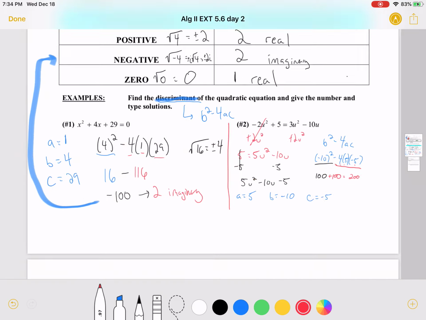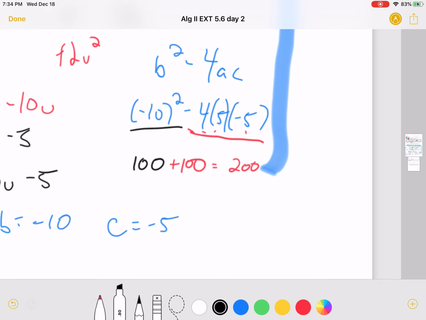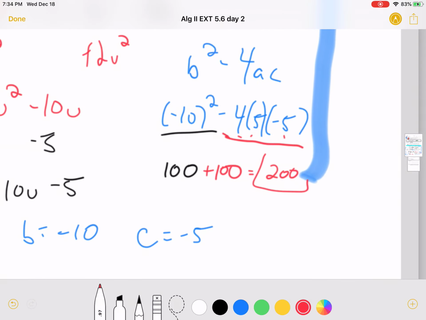Now, if we look back, 200, that's a positive number. So I'm going to get two real solutions. So your discriminant is 200. And what does that tell us? That we get two real solutions.